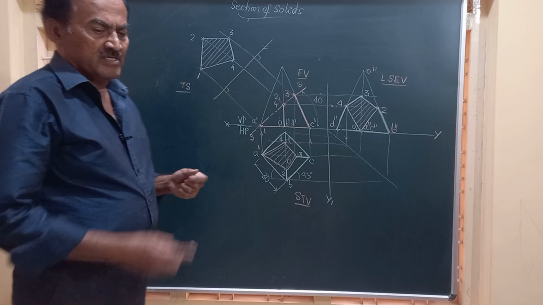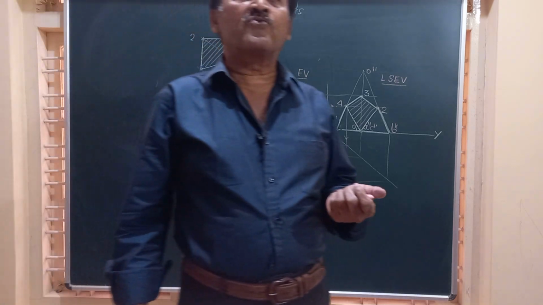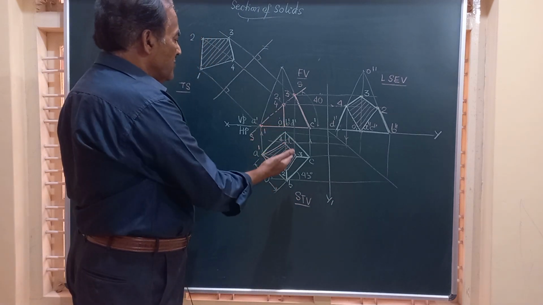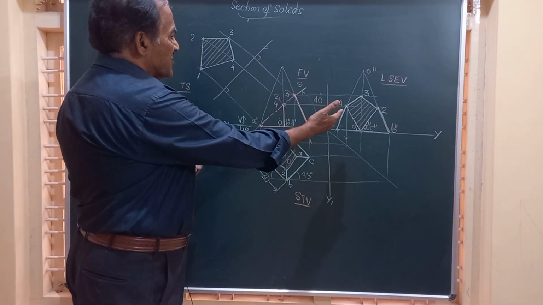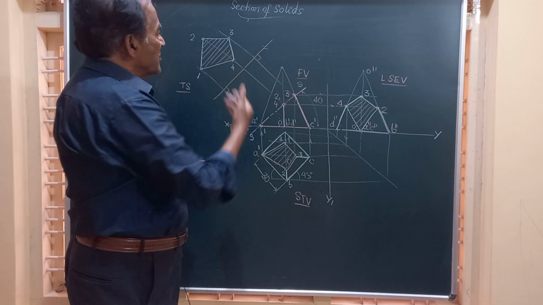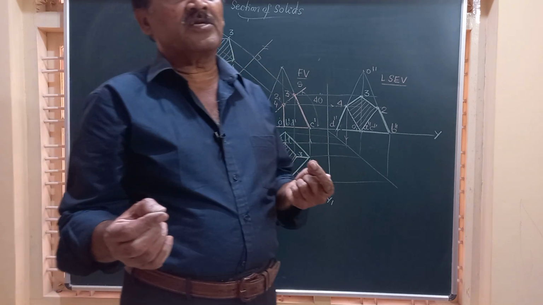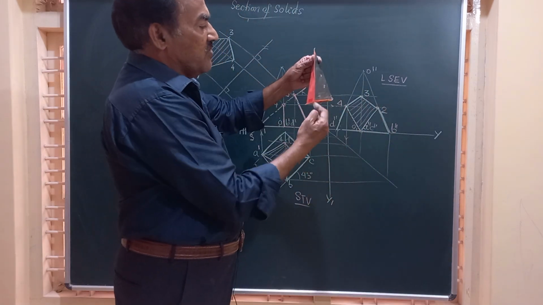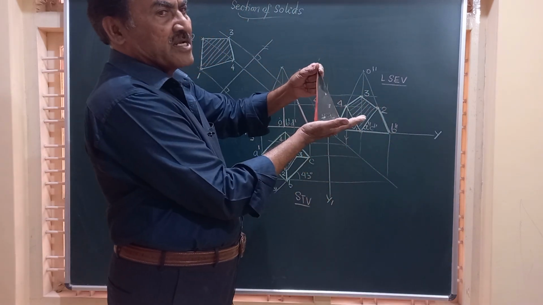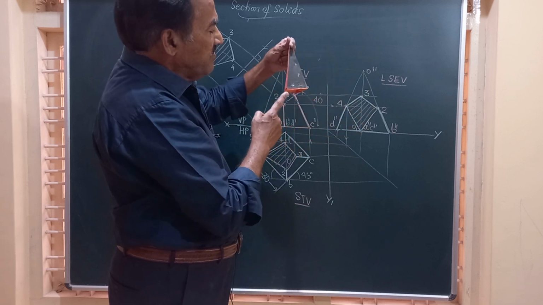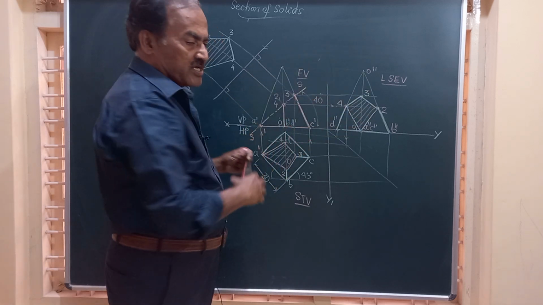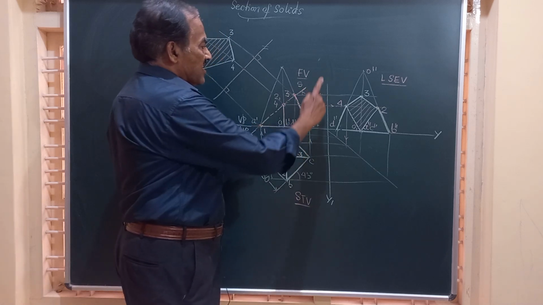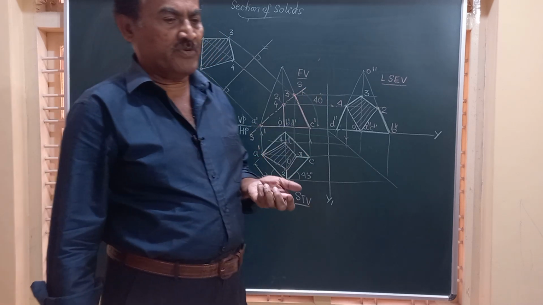Friends, I hope you are able to follow the instructions to obtain the front view, sectional top view, sectional end view, and true shape of the section when the square pyramid resting on its base with two of the base edges equally inclined to VP and is cut by a section plane which is passing through one of the corners of the base and inclined at an angle of 40 degrees to HP.